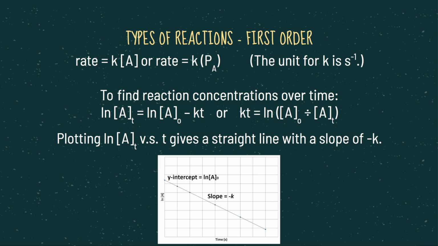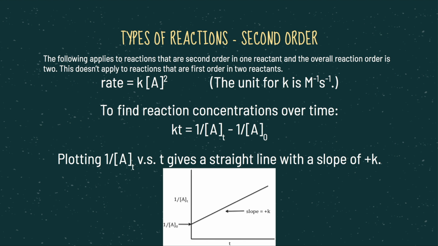For future reference, you can replace concentration with pressure in any of the equations I'll go through for the remainder of the video if you have a gaseous system. The unit of the rate constant in a first-order reaction is seconds to the negative 1. To find the reaction concentrations over time, you can use either of the next equations. The subscript T means at a specific time, and the subscript 0 means initial. Plotting the natural log of the concentration of A versus time results in a straight line with a slope of negative K.